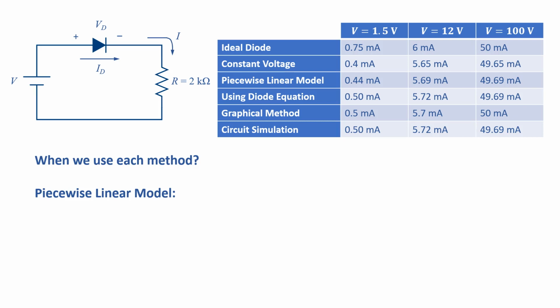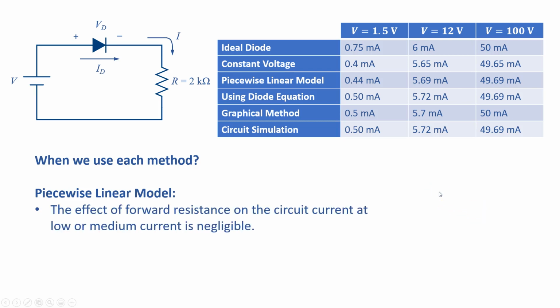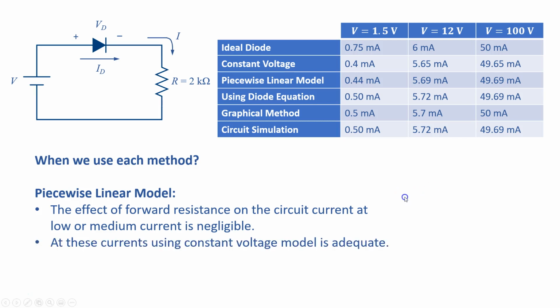The piecewise linear model, the difference between piecewise linear model and the constant voltage model is that in this case we apply a forward resistance as well. The effect of forward resistance when the current is low or medium is not important, is negligible. So in these cases, using the constant voltage model is enough.